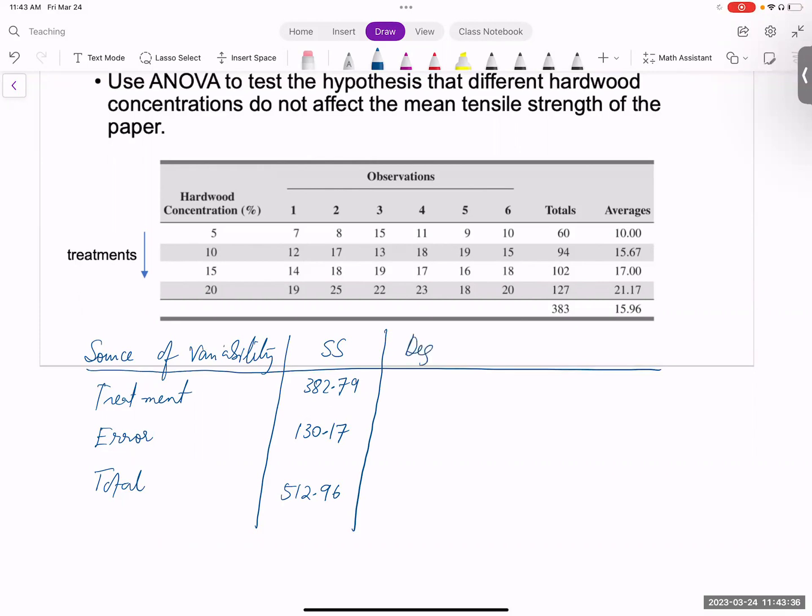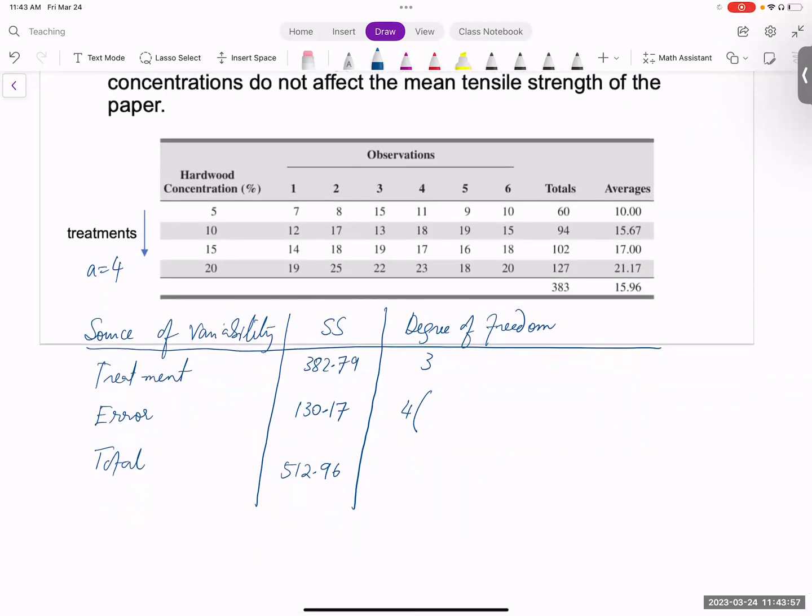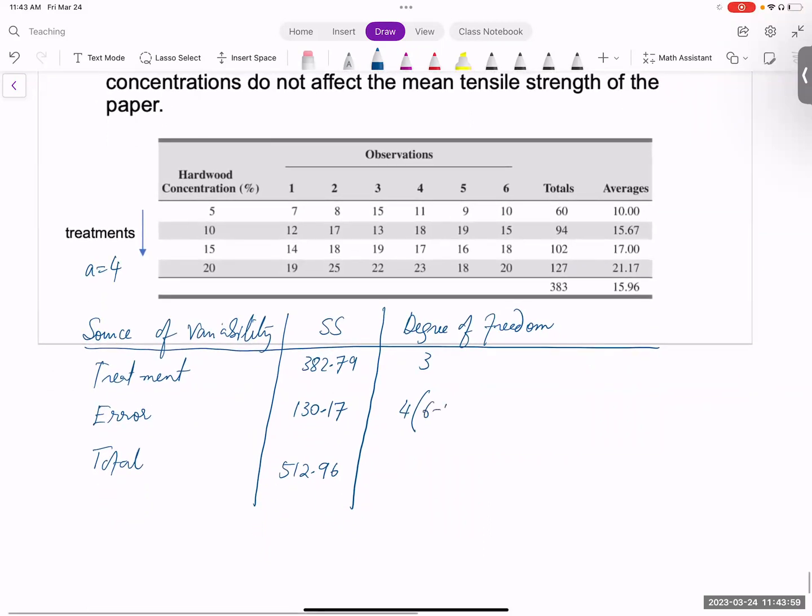And then you have degrees of freedom. For the treatment, it is a minus 1, where a is 4 treatments, so this is 3. Error is a times (n minus 1), where a is 4, and n is, how many observations do we have in each group? We have 6 observations, right? So 6 minus 1 is 5. This gives us 20. And the total degrees of freedom is just the sum of these two, 23.